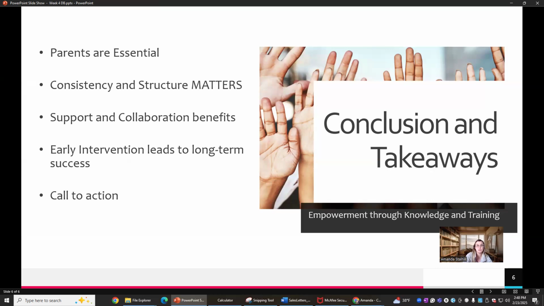However, it's also important to acknowledge that parents can't do this all alone. It's crucial for parents to seek professional support and guidance to enhance their skills and ensure that they're using more effective interventions for their child.